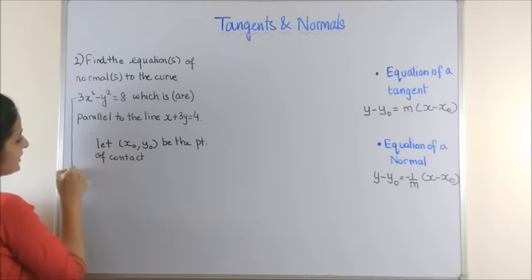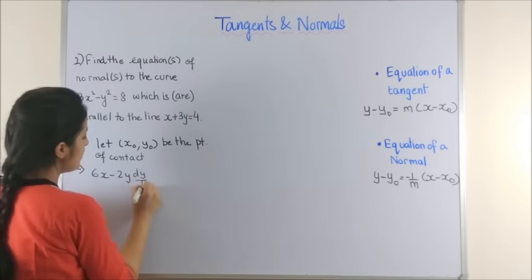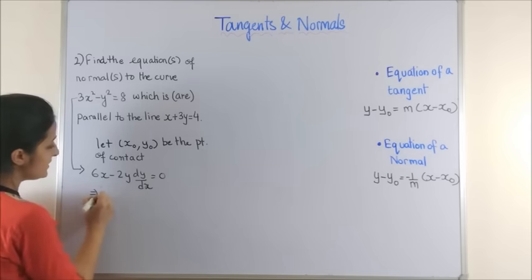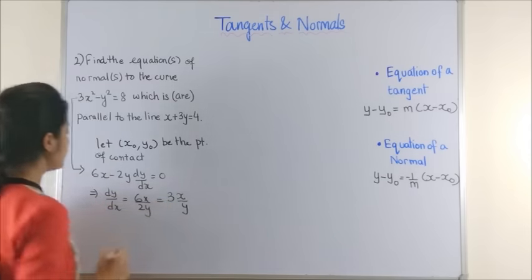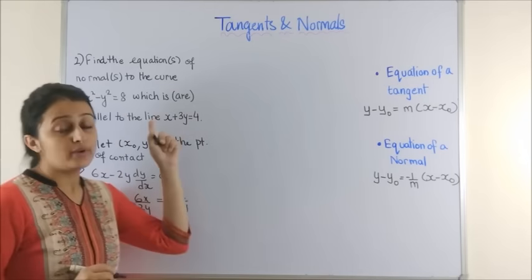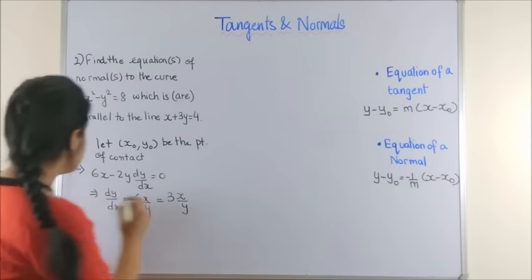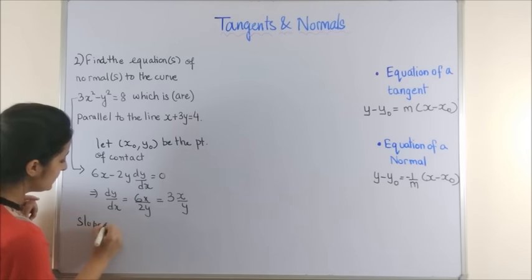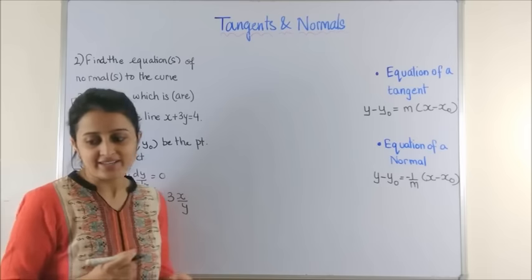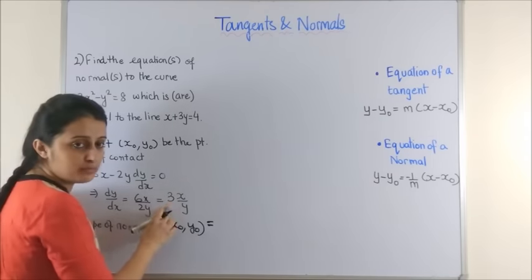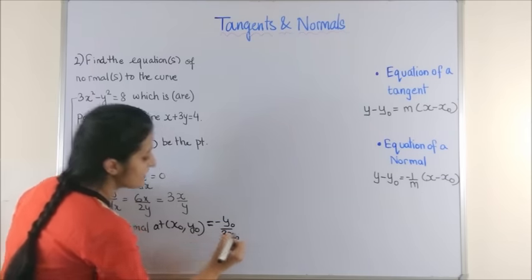Now when we differentiate this equation, you get 6x minus 2y into dy by dx is 0, which means dy by dx is equal to 3 into x by y. Now we are looking at equation of the normal, so we are interested in getting slope of the normal. So we can say slope of the normal or normals, we would soon realize, at this point would be the negative reciprocal for this. So you get minus y naught upon 3x naught.